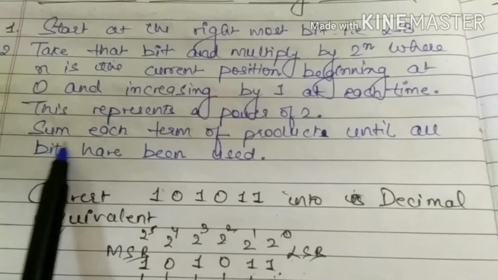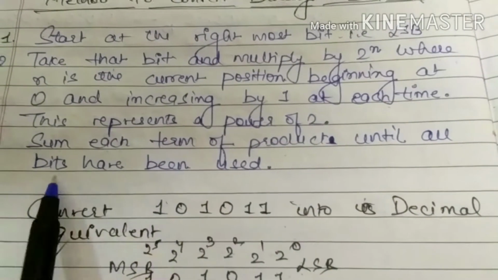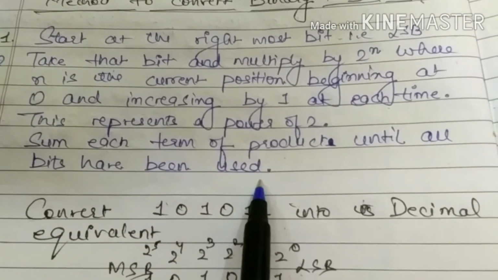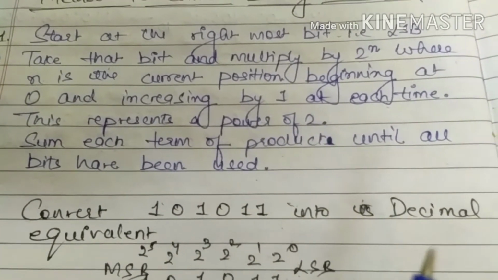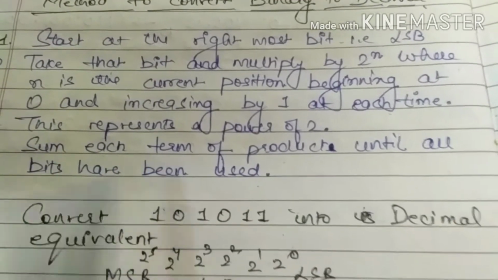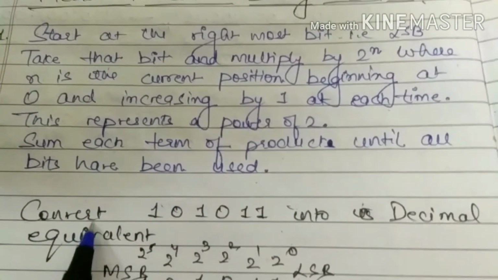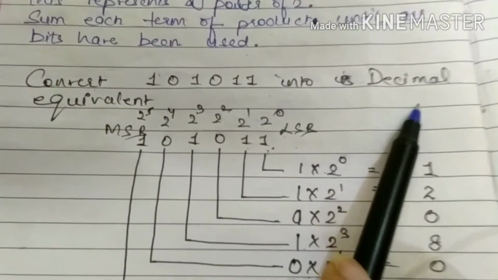And at the last you have to sum each term of the products until all bits have been used. Until all the bits are used, you have to continue with the products, and at the last you have to sum. Now see, I have given an example: convert 101011 into its decimal equivalent.